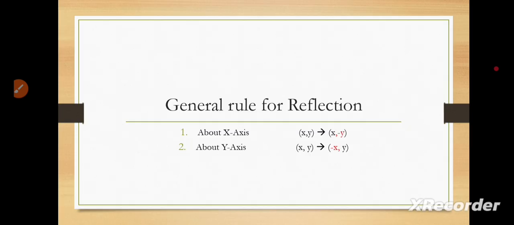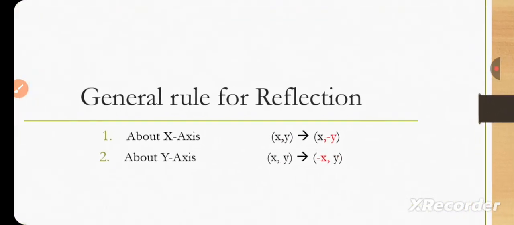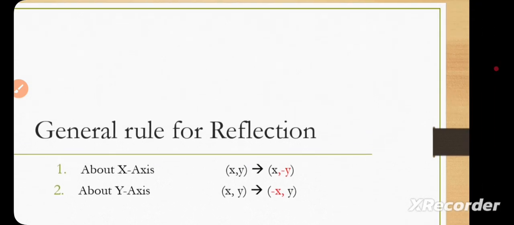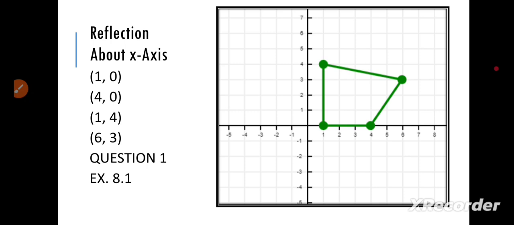Here is the summary of the general rules for reflection, the same that I have already demonstrated: for the x-axis we make the y sign negative, and for the y-axis we change the sign of the x coordinate.